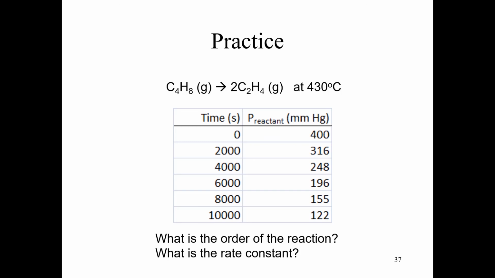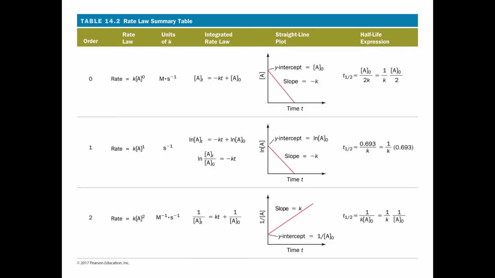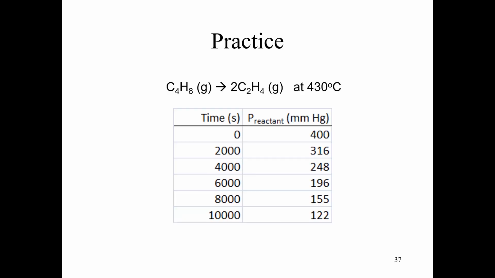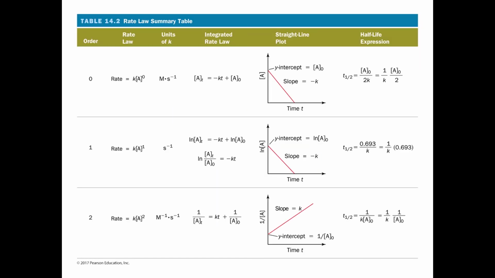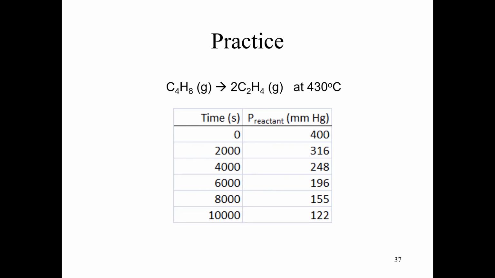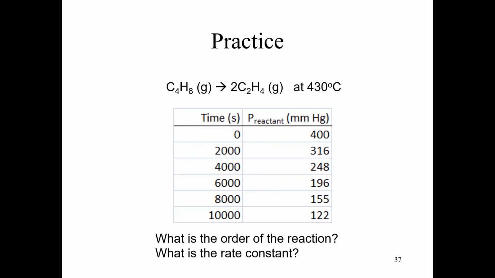So the strategy here is, remember, according to our previous slide, we have 3 alternatives and each one has a specific type of graph that will give you a straight line. If we plot simply the pressure of reactant versus time just as it is, we are testing to see if the reaction is 0 order. See how a graph of A versus t will give you a straight line? If that set of data alone gives you a straight line, it means that the reaction is most likely 0 order. But we have to test the other 2 possibilities.